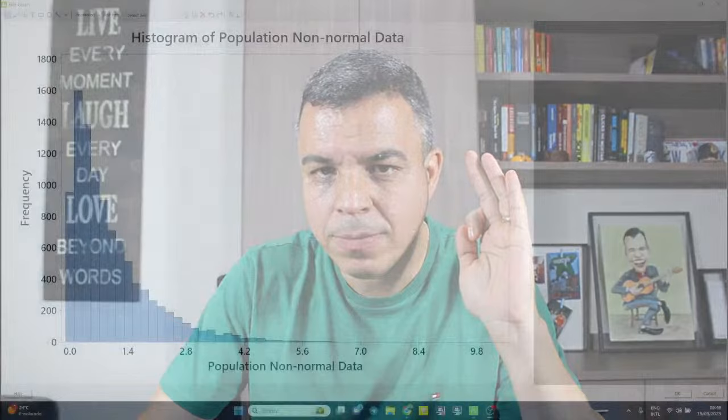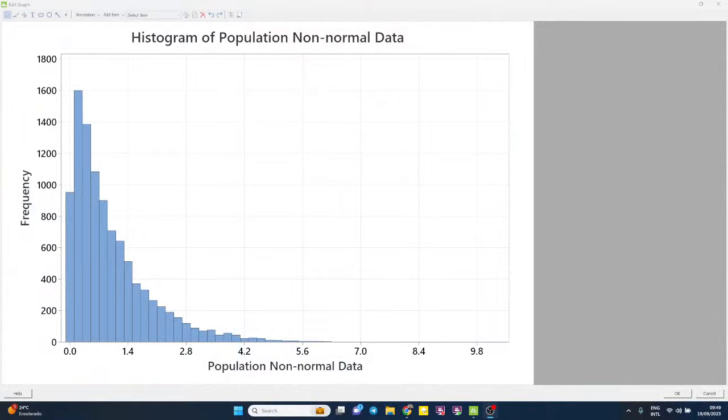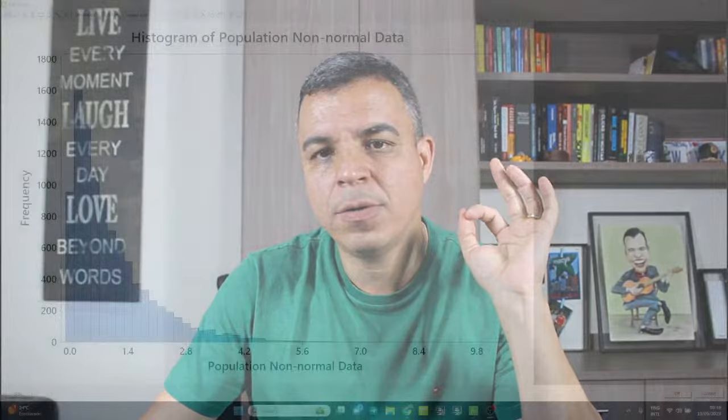Let me go again, because this is very important, and I want to see as many responses as possible. Okay? So come here with me. Forget everything. Take a look here. This population here, for you, seems normal or non-normal? Just tell me that. Let's go step by step. Type here: does this distribution look normal or non-normal?